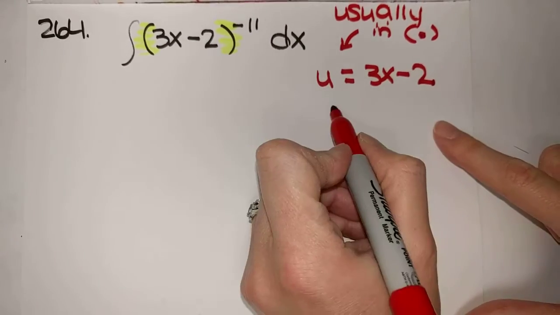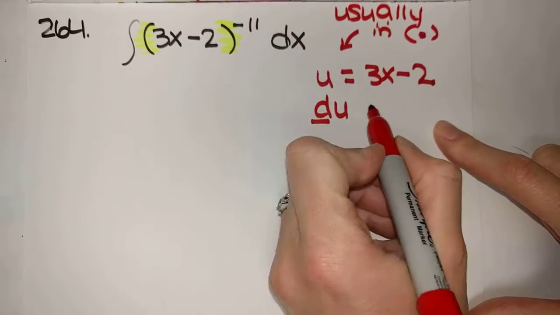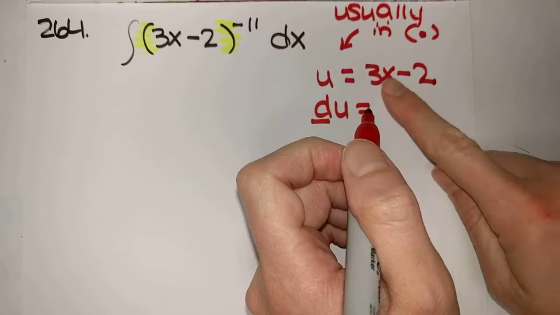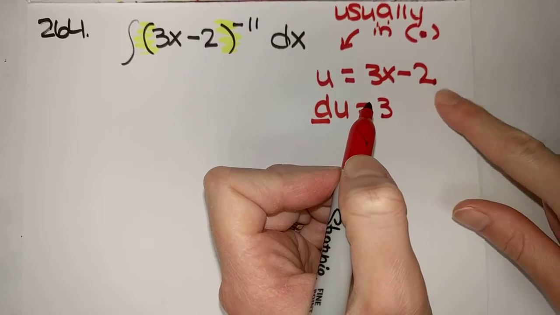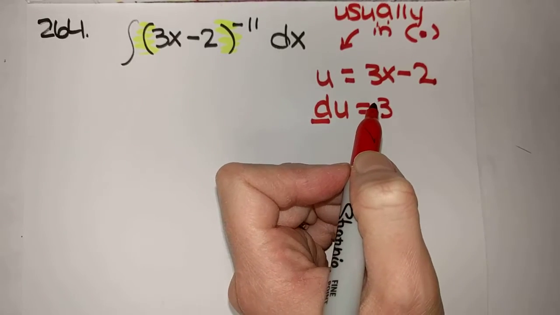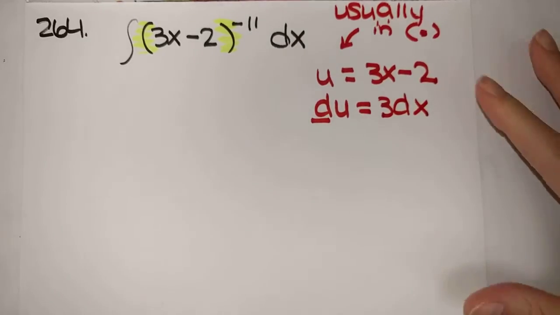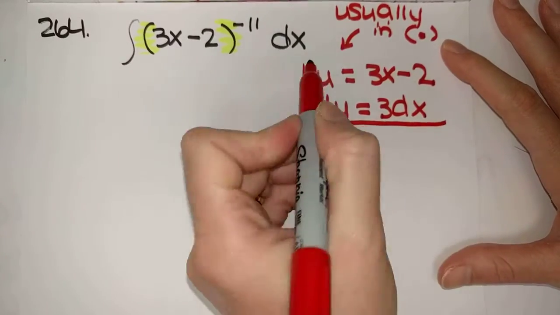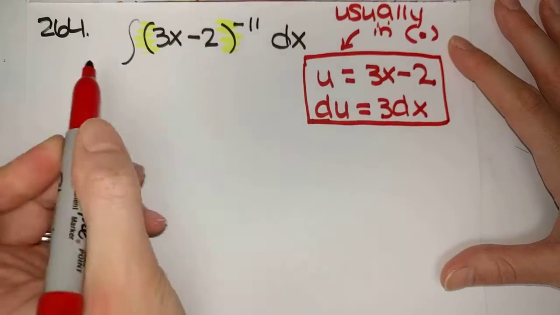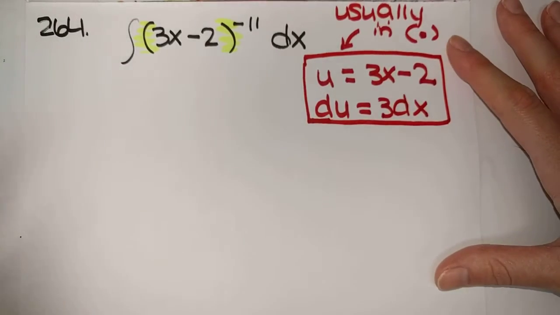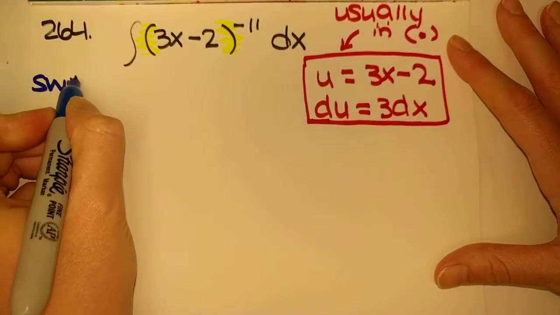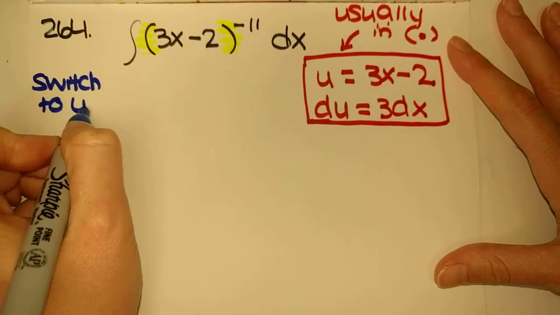All right, our du is then going to be, d is for derivative, so we're going to drop things. So the 3x is going to go to 3, the negative 2 drops to 0, and then we have our dx. All right, so we're going to use this u and du as our little key to convert this integral to u.